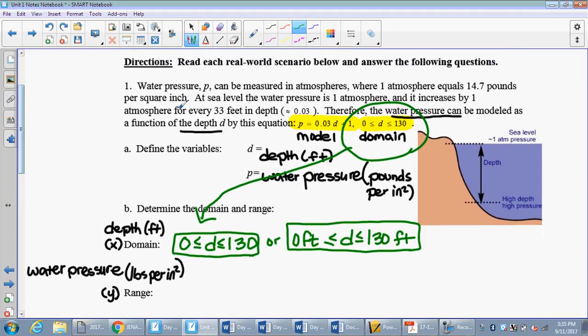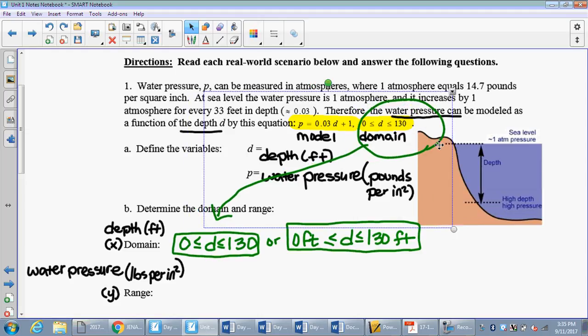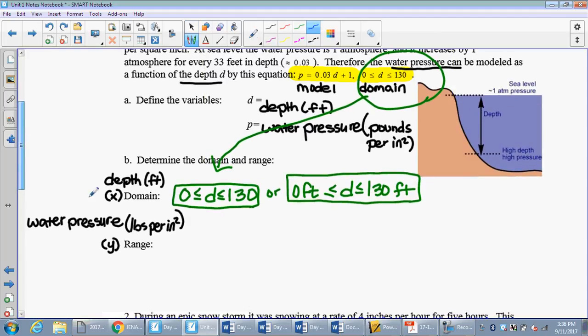Well, if I reread, I was not told anything about a restriction on P. I don't see any kind of inequality like this anywhere here. What are we going to do? Well, we have this model. I know I kind of drew over it, so let me move my circle over if I can. The model is going to be the key to getting my range. So I'm going to rewrite my model: P equals 0.03D plus 1.